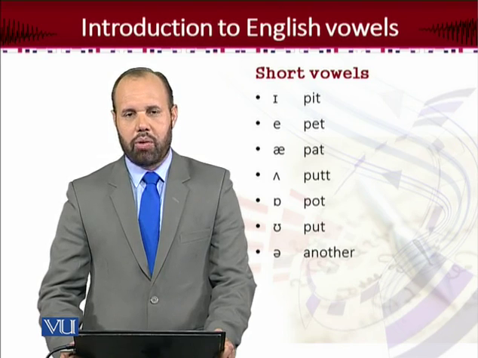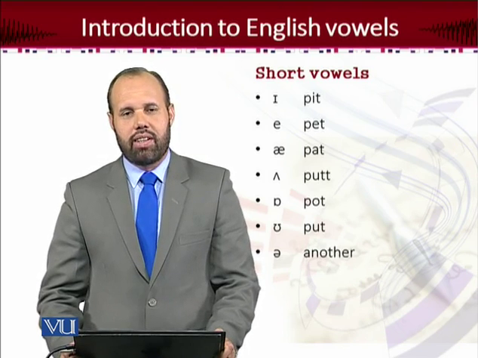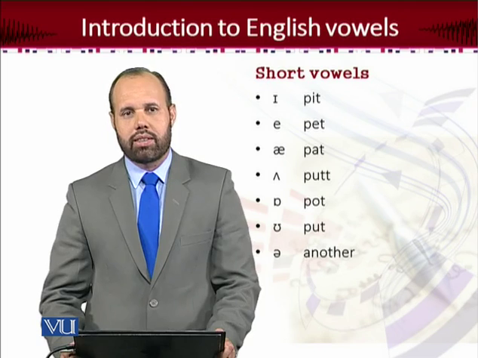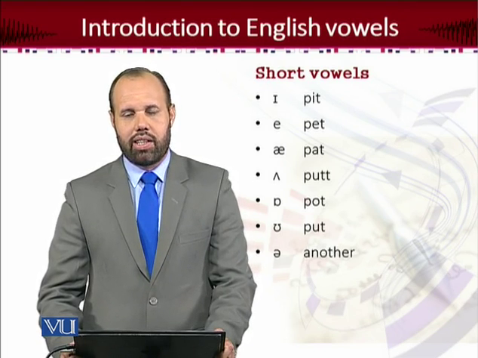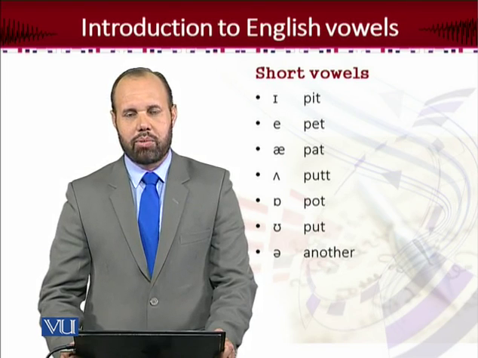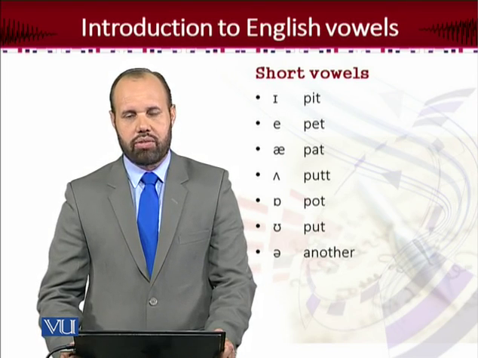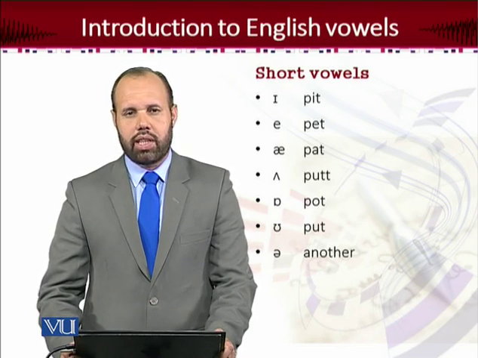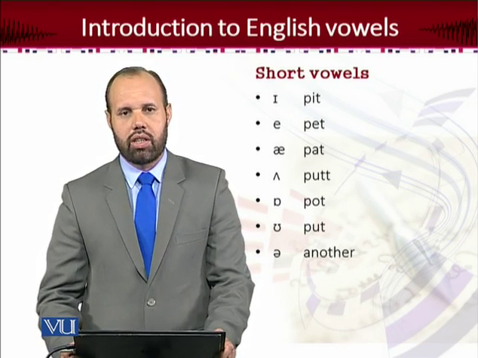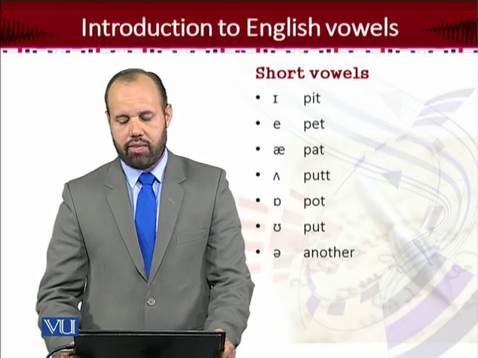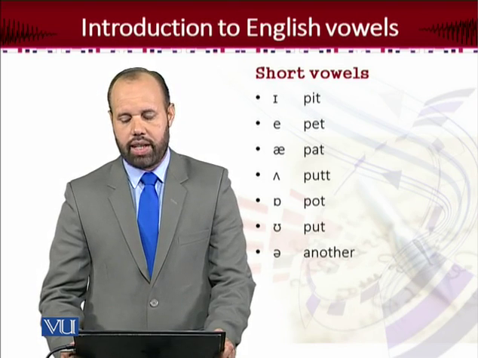And then we have the schwa sound, which is one of the very frequently occurring sounds in English, like in another. It occurs not only in the beginning but also at the end. Words in English which end with the er sound, like sister, father, mother, have this schwa sound at the end. So these 7 are the short vowels of English.